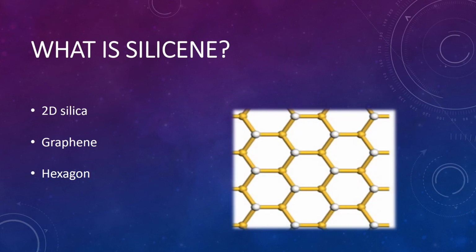So, what is silicene? First of all, as we can all see here, this is the structure of the silicene. It's hexagonal. So, silicene is a two-dimensional allotrope of silicon, with a hexagonal honeycomb structure similar to that of graphene.